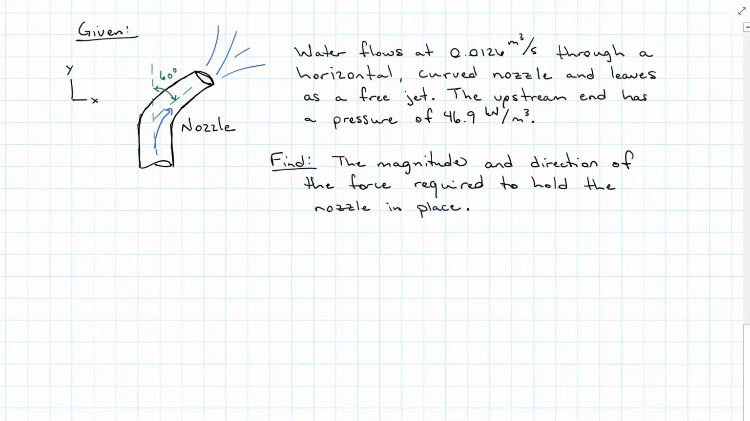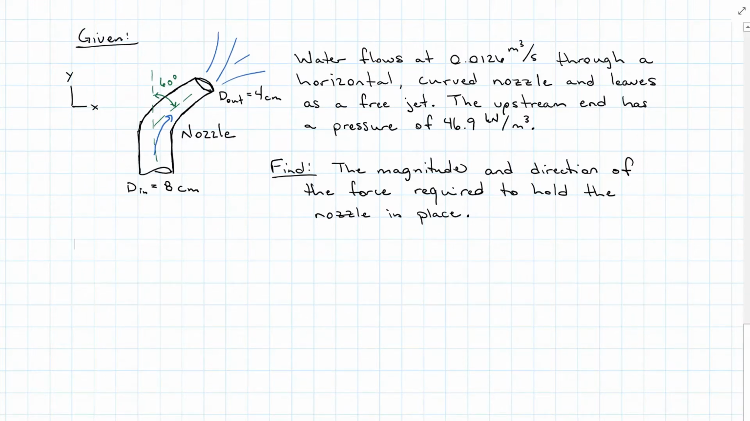So we are given this nozzle that's at the end of a pipeline where water is flowing at a rate of 0.0126 meters cubed per second. The nozzle is horizontal, so that means that the elevation is coming out of the page. This is laying flat on the ground, if you will, and curves at a 60-degree angle. The upstream end of the nozzle has a pressure of 46.9 kilonewtons per meter cubed. Find the magnitude and direction of the force required to hold the nozzle in place.